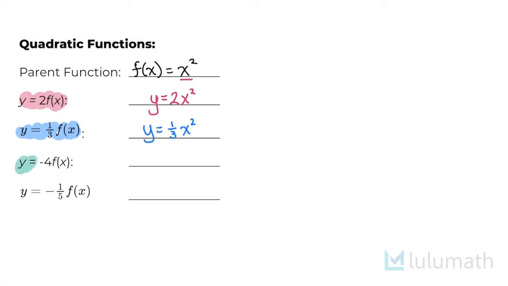For the next one, it would be y equals negative 4 times f of x. So I would multiply x squared by negative 4. Try the last one on your own and see how you do. You should get y equals negative 1/5 x squared.